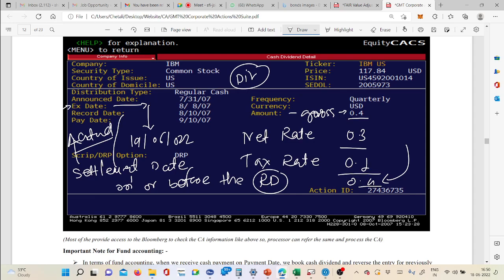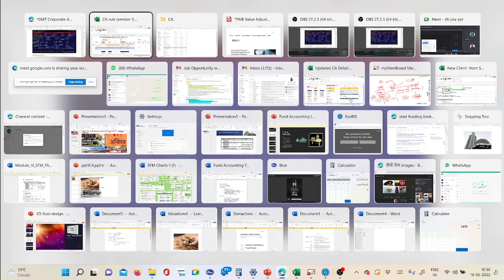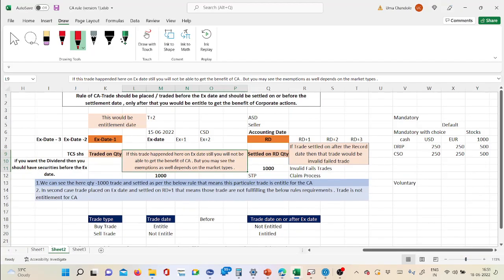If you do this, then your positions will be there in the books of the company on the record date as well. We have several names for the record date: accounting date, book close date, and actual settlement date, but all are the same. It's a record date, or you can say actual settlement date, that's fine. So in short, your position should be settled on or before the record date.